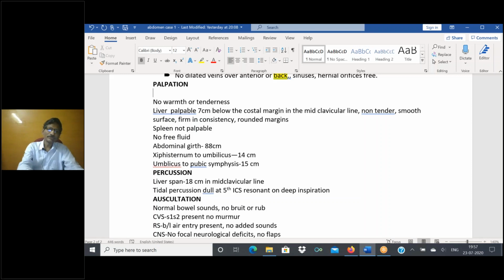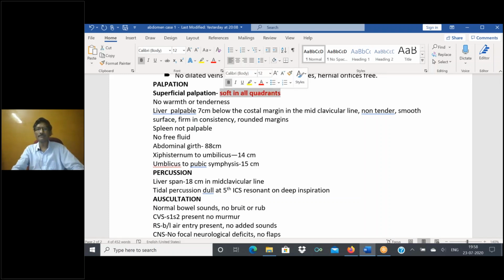Okay. So, palpation, you will put it as superficial palpation. Soft in all quadrants. Whether the abdomen is soft or not in all quadrants. This is a very, very important thing. Always remember this. Don't miss it.